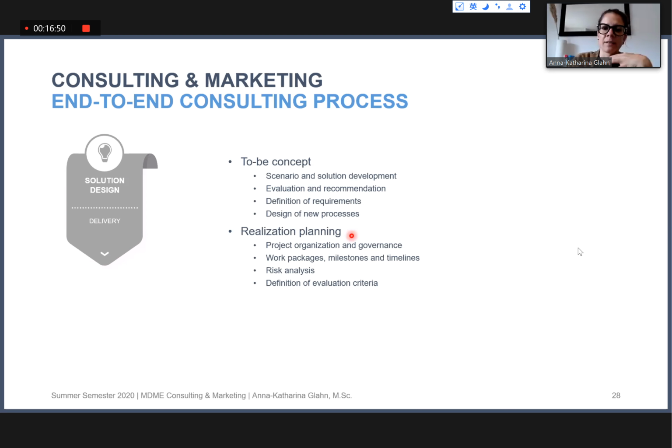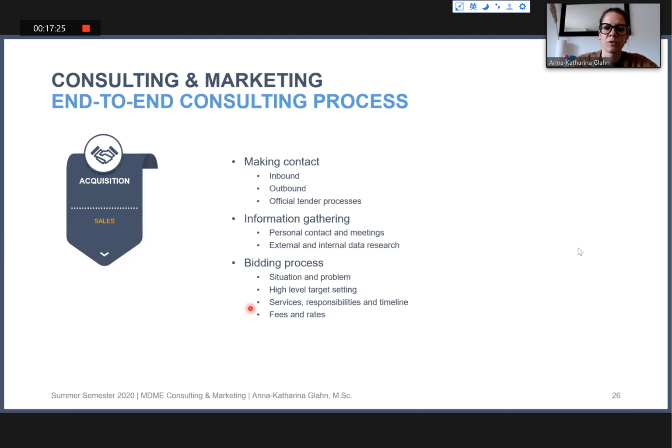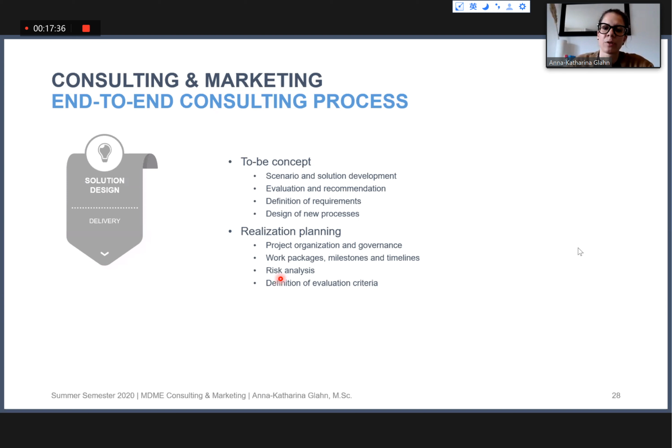The realization planning takes place when the concept of what you want to do is done. Then you can think about the organization and the governance structure of a project. That means who is the project sponsor, who is the project leader, who is responsible for specific work packages. But often you already define some of these details in the first step, when you are in the bidding process. You see here services, responsibilities, and timelines. Usually you already define them on a higher level, and here you go a bit deeper. We are already talking about work packages and single tasks.